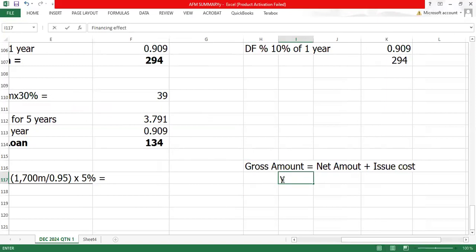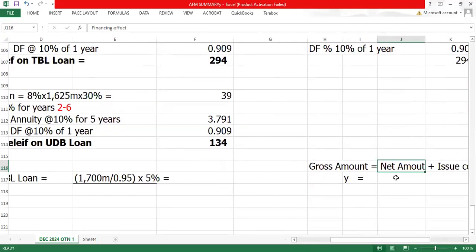You don't have it, it's Y. So since you don't have it, Y is equal to net amount, that is the loan you received. That is 1,700 million. That's what you received. Then plus issue cost, it is 5% of gross. 5% times gross you don't have. So it is 5% Y, which is 0.05 Y.